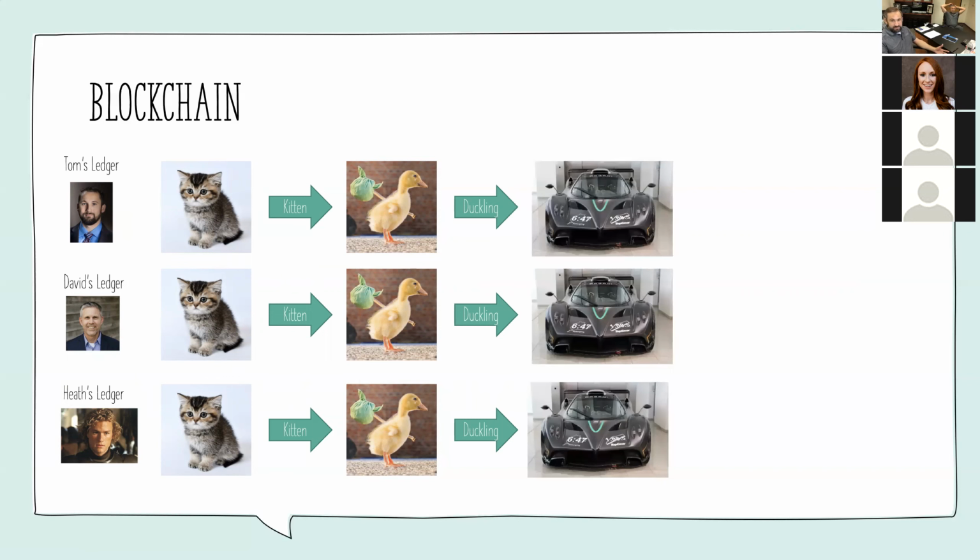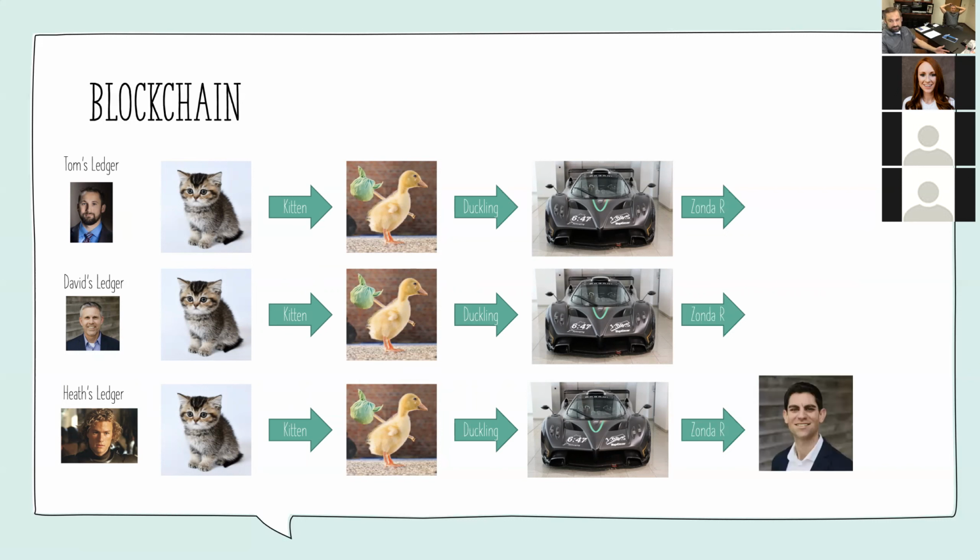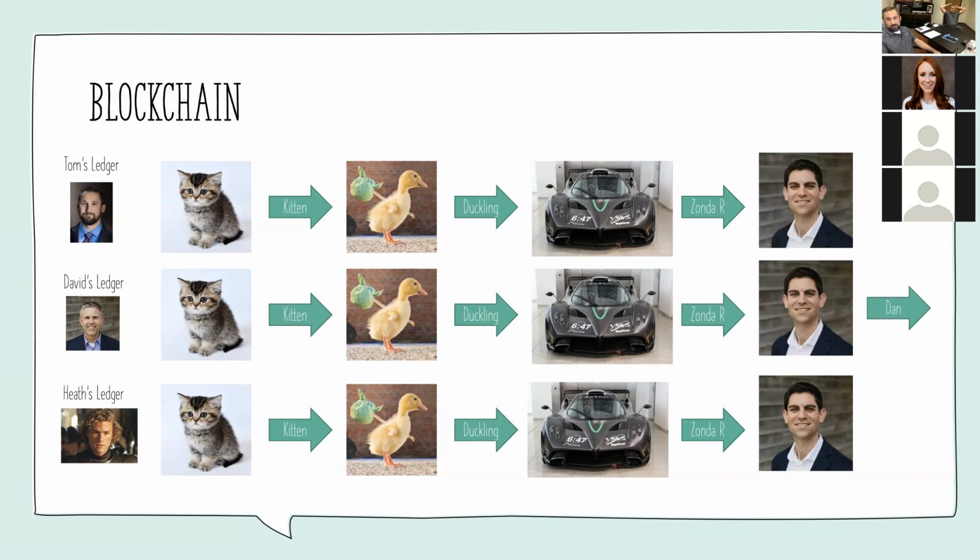And then Dave now adds the Zonda R, and Heath solves for the Zonda R key and shares it with us. So we've now unlocked the next step in the blockchain. Well, now Heath adds Dan, and we all add Dan, and then Dave solves the key for Dan, and so forth. So now we've all got the same blockchain.